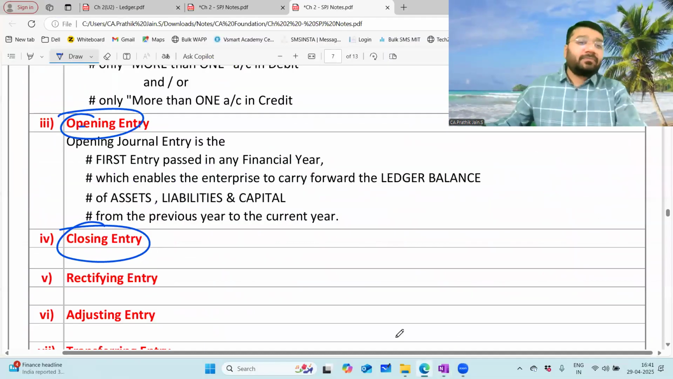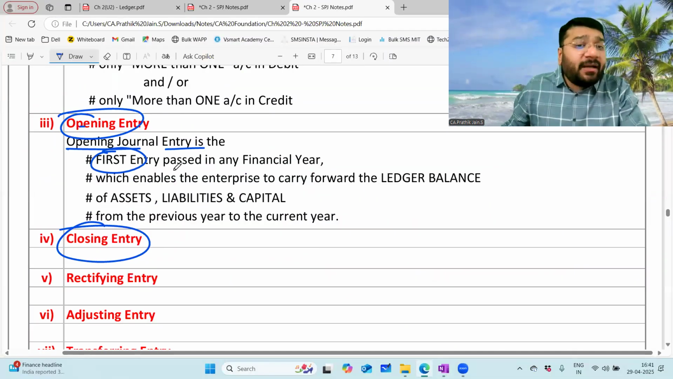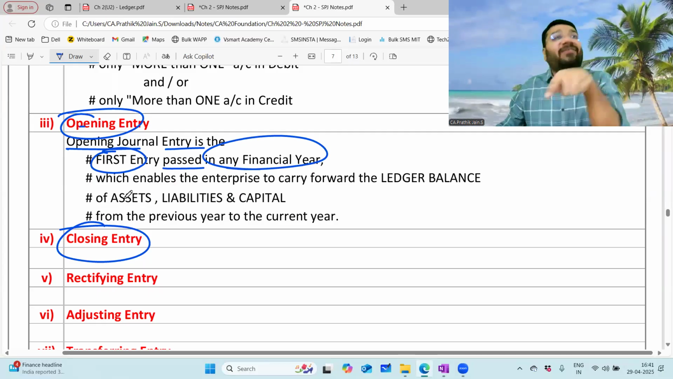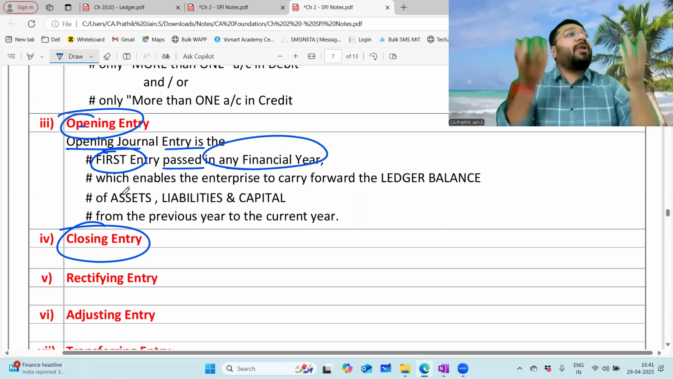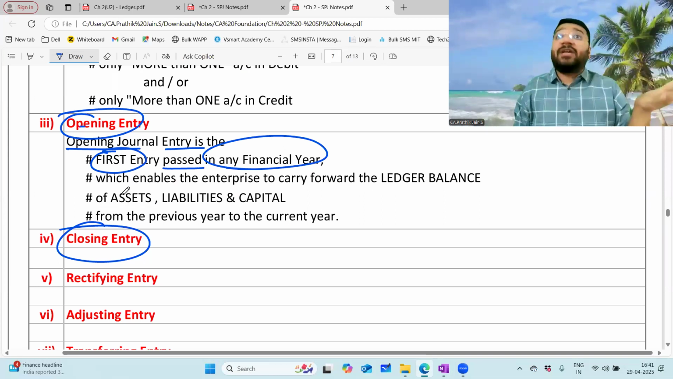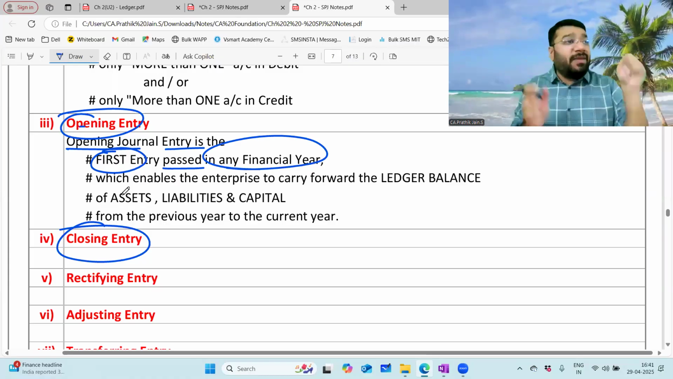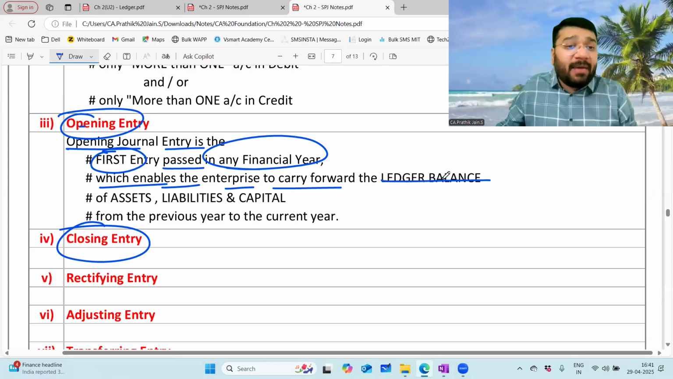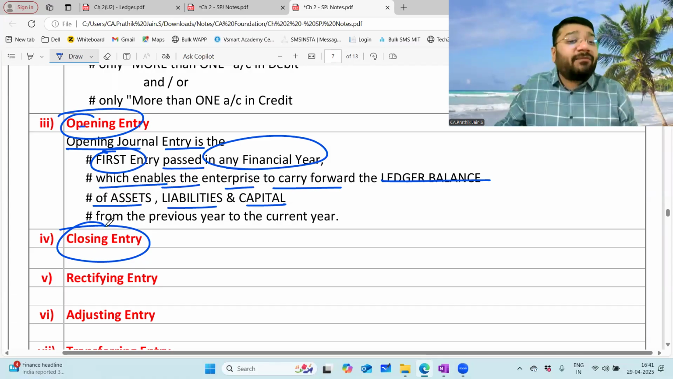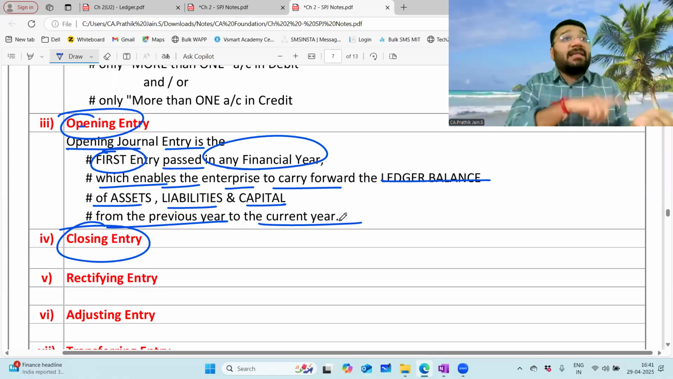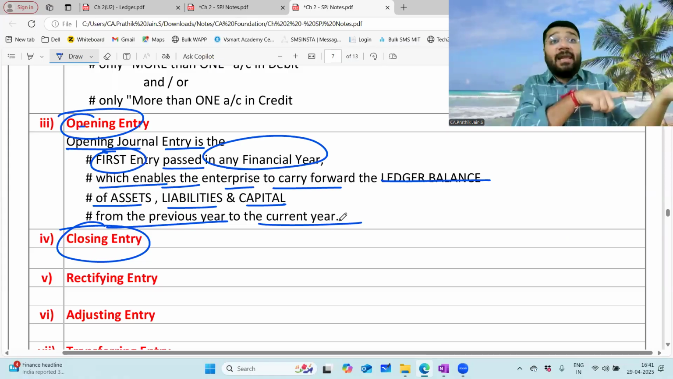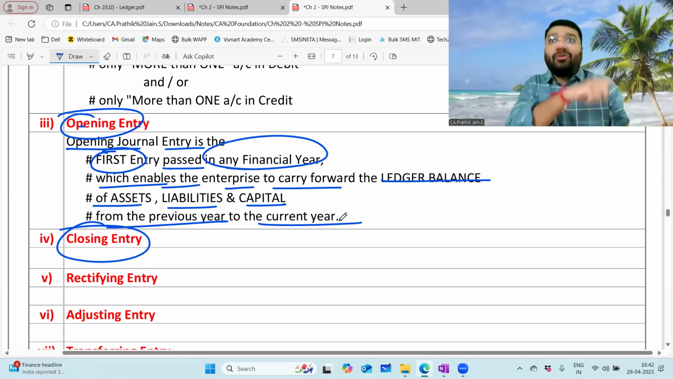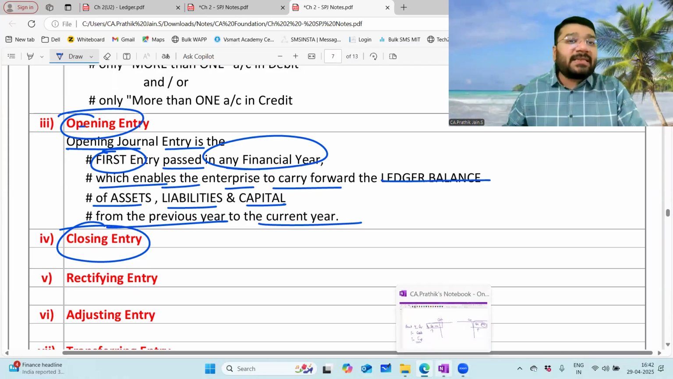Any problem here? The opening journal entry is the first entry passed in any financial year, but not the first financial year, because in the first financial year there's nothing to record as opening balance. So except for the first financial year, all consecutive financial years will have the first entry as the opening entry, which enables the enterprise to carry forward the ledger balance of asset, liability, capital from the previous year to the current year, so their balances can continue. Previous year cash balance, I should continue. Previous year bank balance, I have to continue. I can't throw it away. Till this we discussed in the last class.